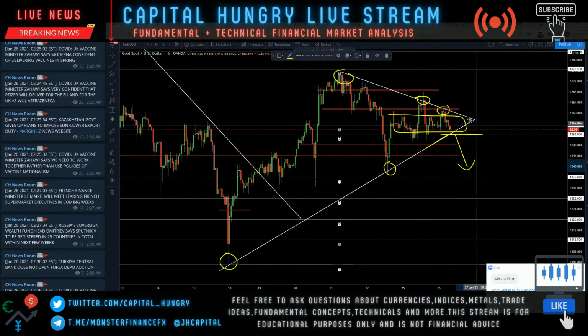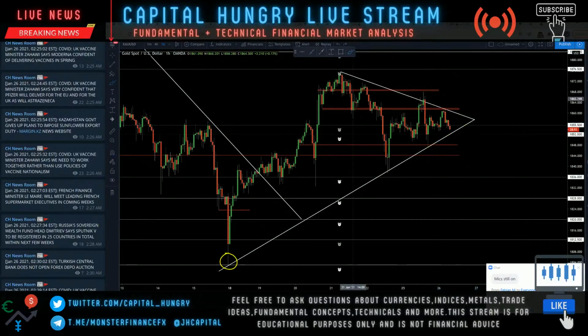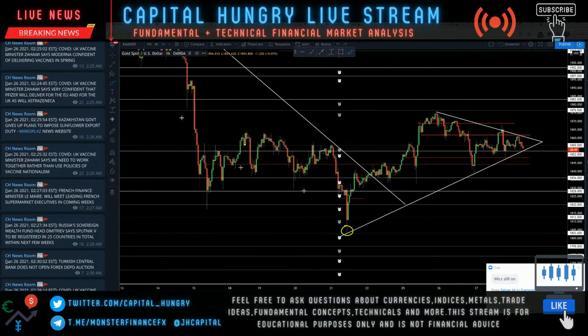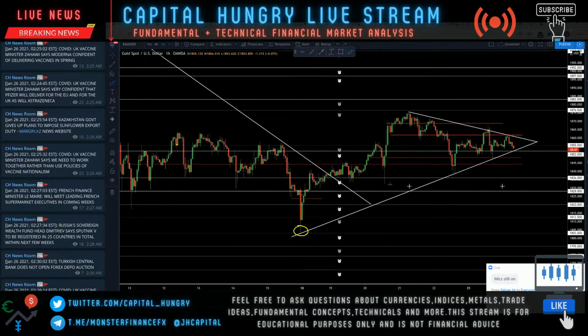I would only be looking for buys on gold at this point above 1862, and I'm going to show you guys that on the lower time frame here. Does that make sense? So yes, we were respecting this bullish market structure.